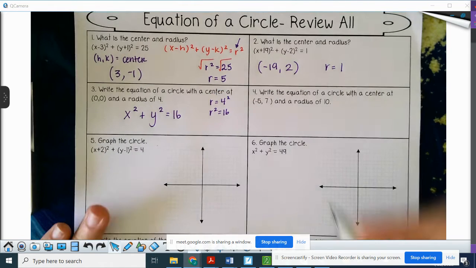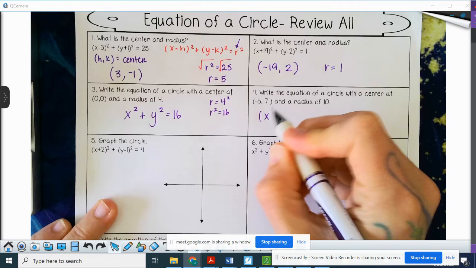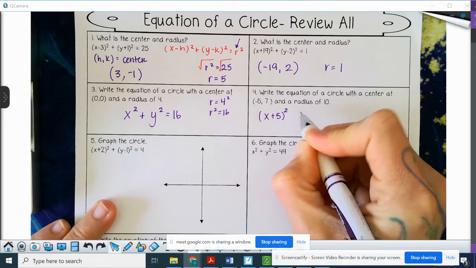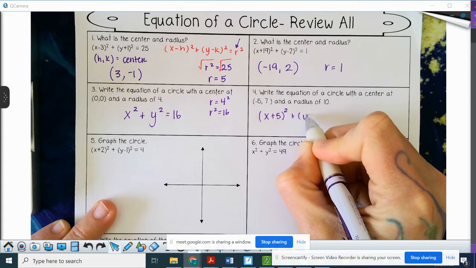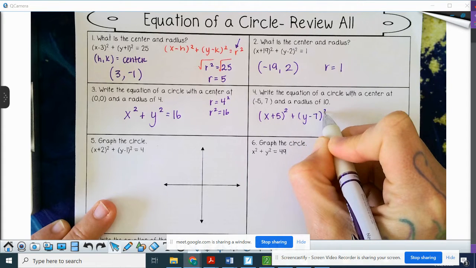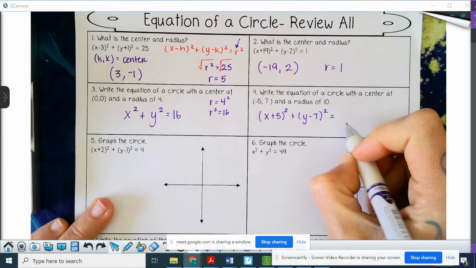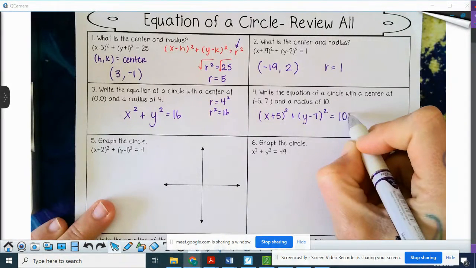So over here, again, x plus 5, because it's the opposite, because that minus squared. Be careful not to forget your squared. y minus 7 squared, because that's a positive 7, and it's y minus k, equals a radius of 10, so we're going to square that 10. Should be 100.